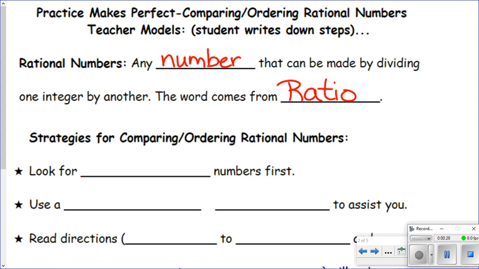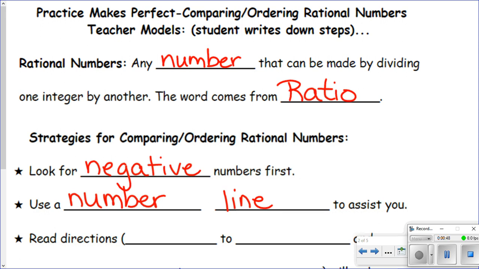Strategies for comparing and ordering rational numbers. First, look for any negative numbers, because your negative numbers will be the smallest. Second, you can use a number line to assist you. This is only a suggestion. You do not have to actually draw a number line, but it can be used to assist you.